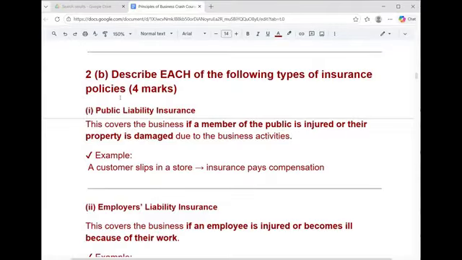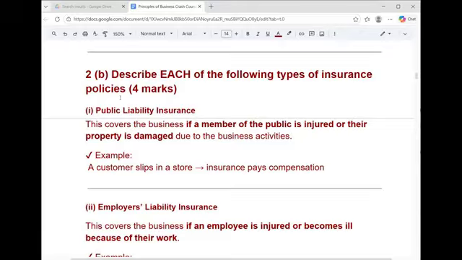So 2B says describe each of the following types of insurance policies. So public liability insurance. This covers the business if a member of the public is injured or their property is damaged due to the business activities. For example, a customer slips in a store, insurance pays compensation. So that is what public liability insurance is.